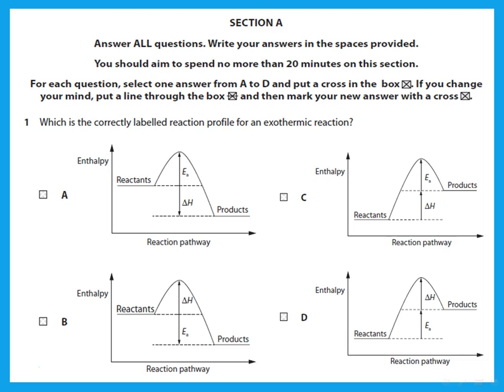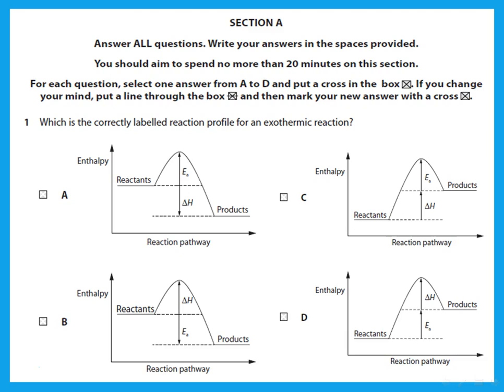The first question in this exam was, which is the correctly labeled reaction profile for an exothermic reaction? First of all, you should remember in an exothermic reaction, reactants give out heat or give out energy, and that means the products have to be lower energy than the reactants. So C and D are not exothermic, they are endothermic. So we are choosing between A and B.